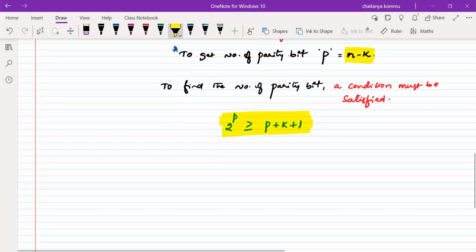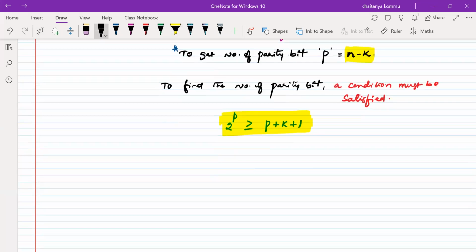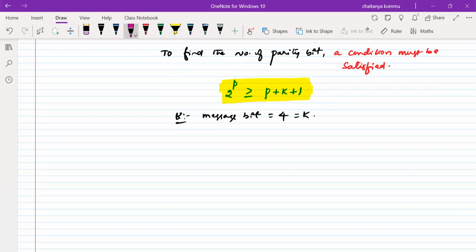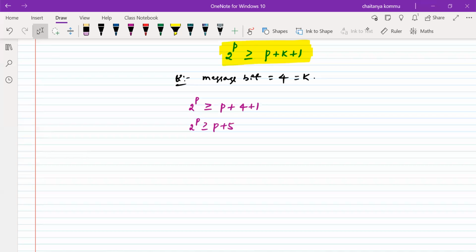So for example, message bits are 4. As I mentioned, it's 4, which is nothing but k, right? So what is p now? Can you guess? 2 power p is required to be greater than or equal to p plus 4 plus 1, that is p plus 5. So what value of p will satisfy this condition? 3. Yeah, exactly 3.